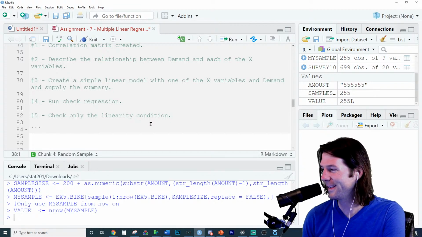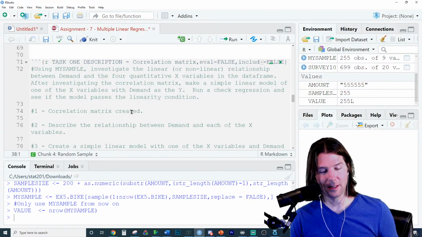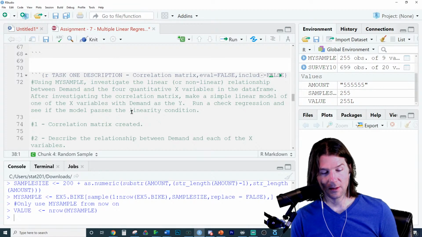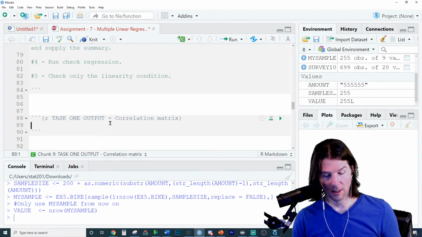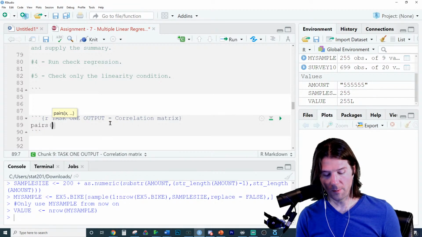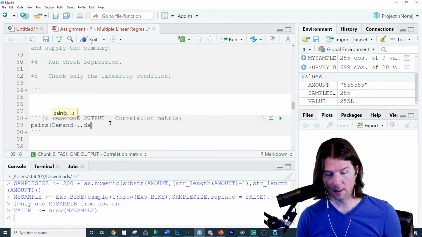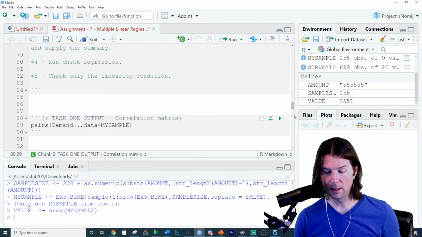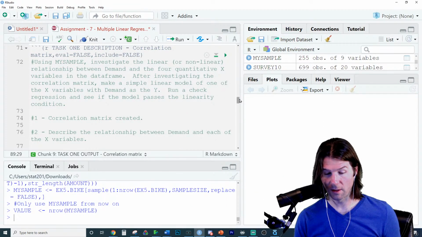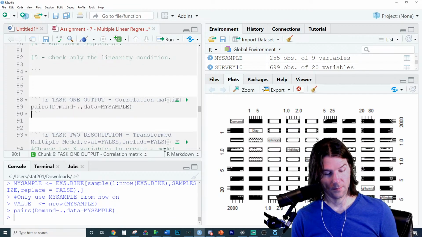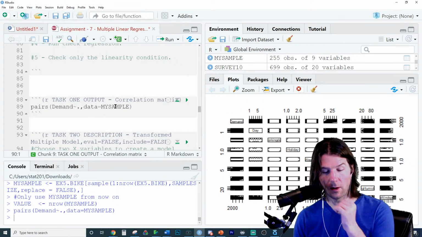Yeah, it's the pairs command, isn't it? The pairs command is really great, and I'll show you a trick. If we go to pairs and put in the y variable, demand tilde dot, comma, data equals my sample, it will do all the correlations. But I'm going to show you something even better. It makes a correlation matrix scatter plot. There it is.